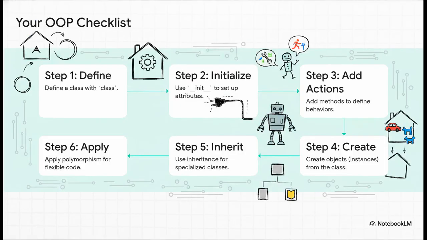So there you have it. Let's do a super quick recap. Think of this as your personal checklist for getting started with OOP. You start with class to make your blueprint. You use __init__ to set up its properties. You add methods for its actions. You create actual objects from that class. And then you really level up by using inheritance and polymorphism to make your code powerful, flexible, and so much easier to manage.